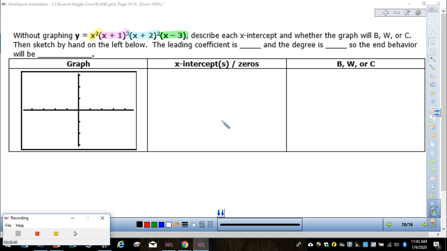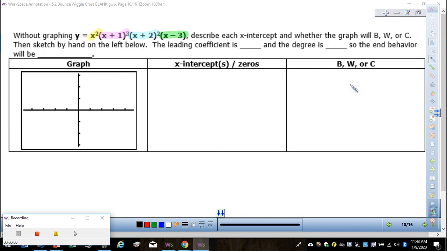Here we're going to see the conclusion of the bounce, wiggle, cross. So we are now going to go the other direction. We are going to start with the equation. We're going to find the x-intercepts first. By the way, x-intercepts are the same thing as zeros. And then we're going to determine if it's going to bounce, wiggle, cross.